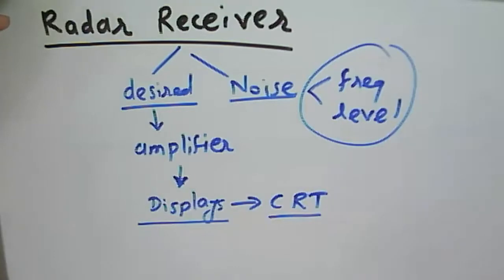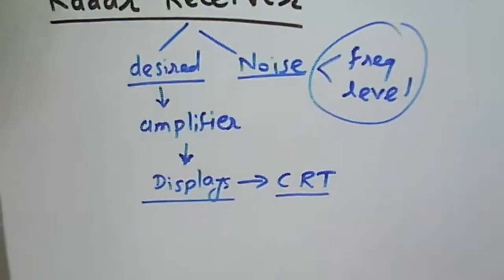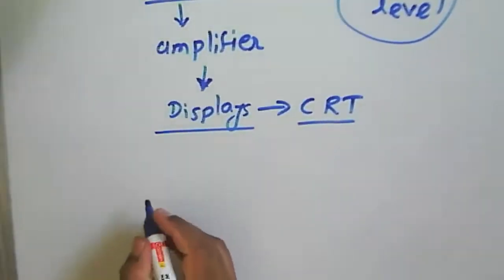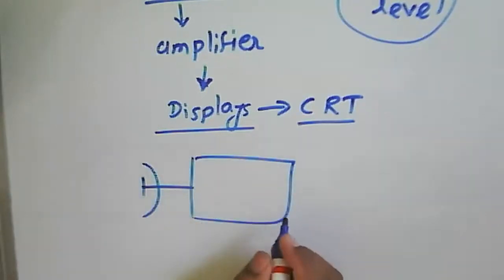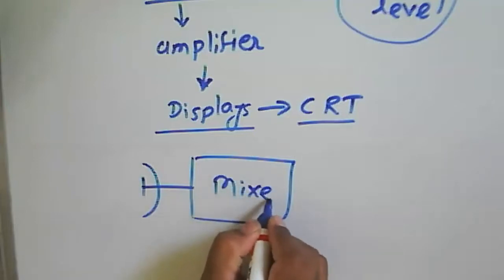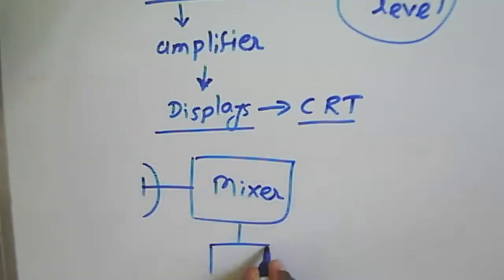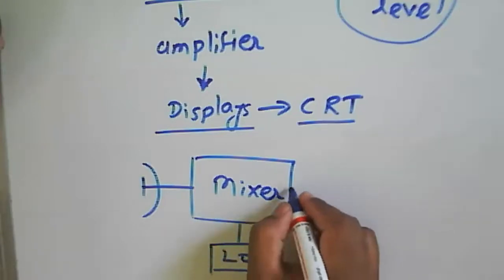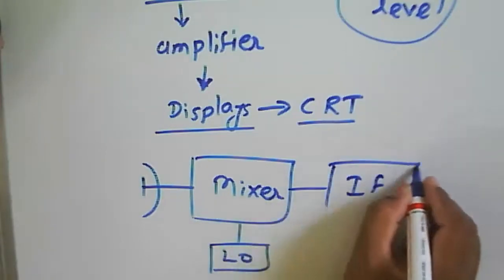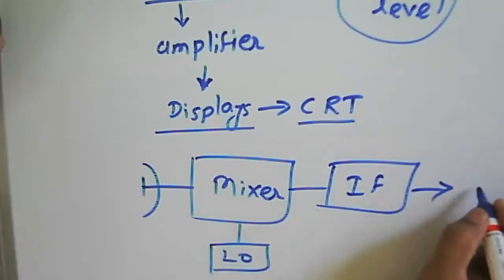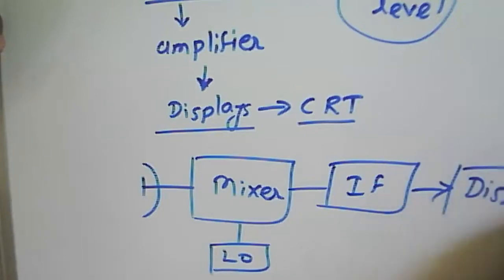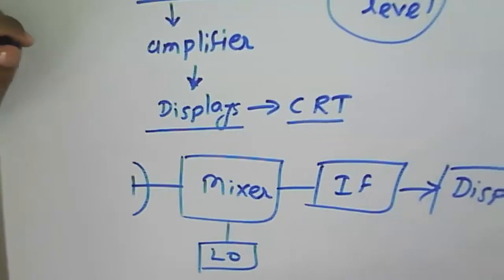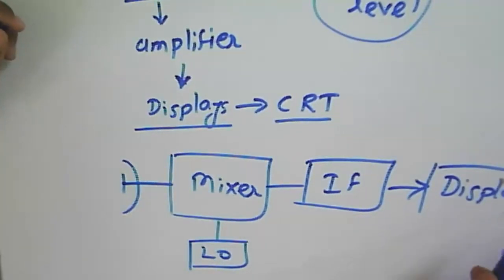Then we need to know about what type of receiver we need to use, because if you consider a radar receiver, we can consider that there will be some sort of device, a mixer, and we are supposed to use a local oscillator, and then after that we have an IF, and then we need to use a display device or a processor that will be used to display the content. Just like this one is about a display device.